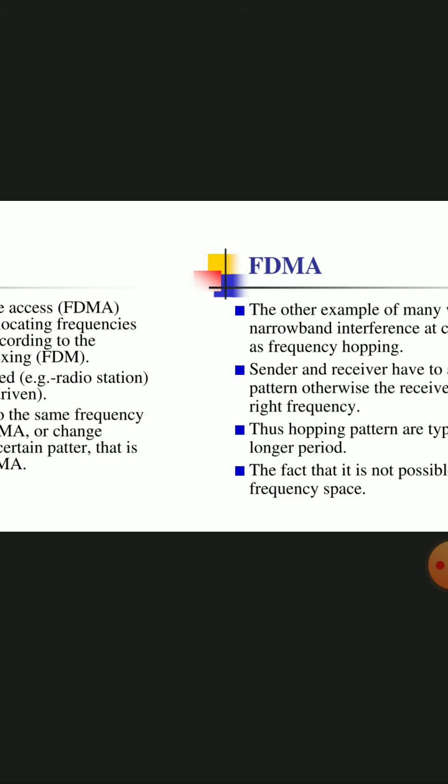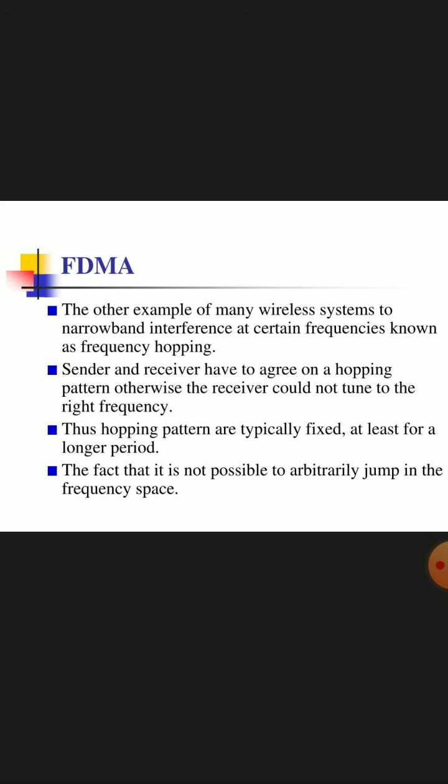Right, one more example of FDMA: many wireless systems suffer narrowband interference at certain frequencies, and the remedy is known as frequency hopping. In wireless systems, narrowband interference occurs at certain frequencies. That is also called frequency hopping. For example, the sender and receiver have to agree on a hopping pattern, right? All of you understand?